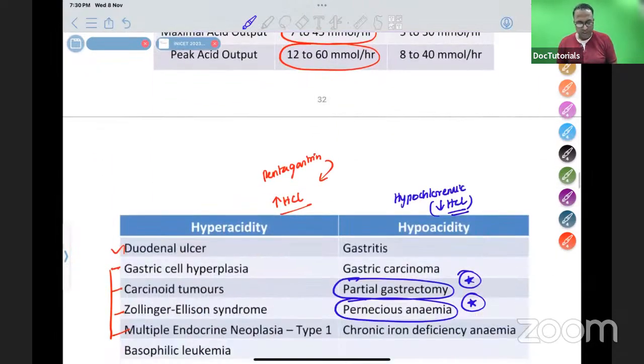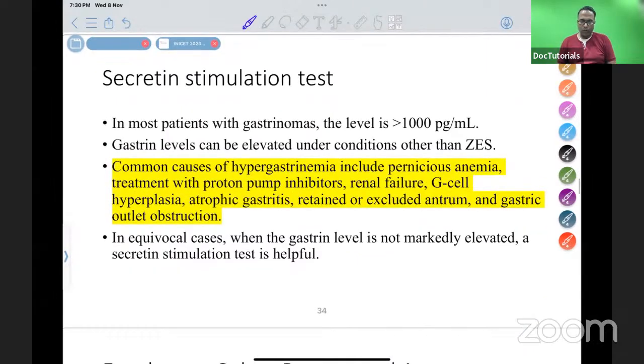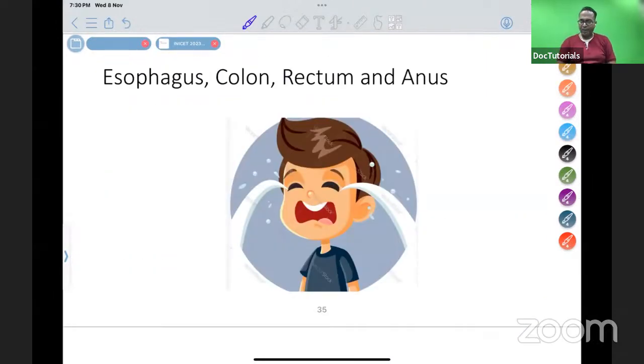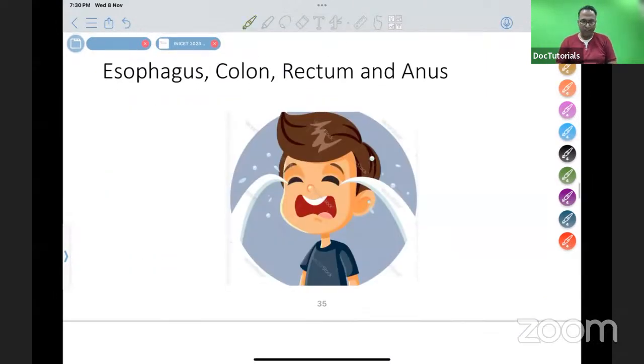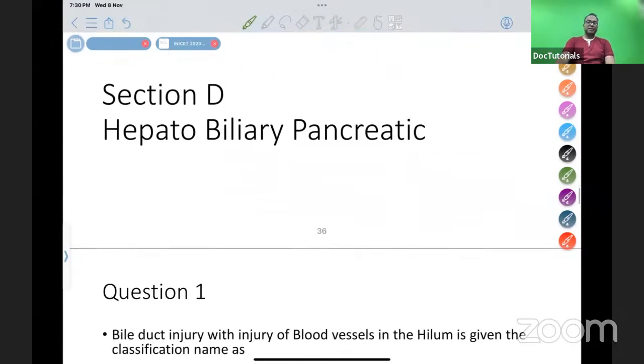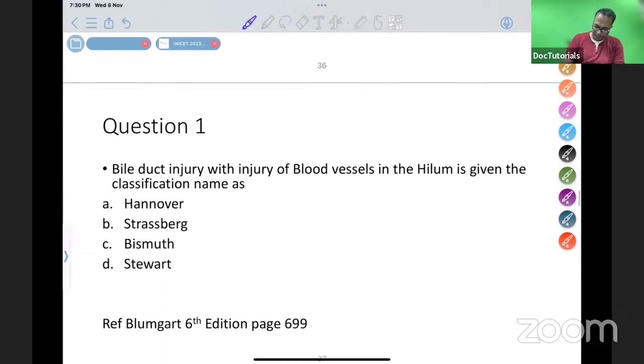Okay. So only one question came from GIT. There is no question from esophagus, colon, rectum, anus. None of the questions came from this section. And the most important thing is that in this exam, this is one of the toughest sections being asked. A high number of questions came from hepatobiliary and pancreatic.